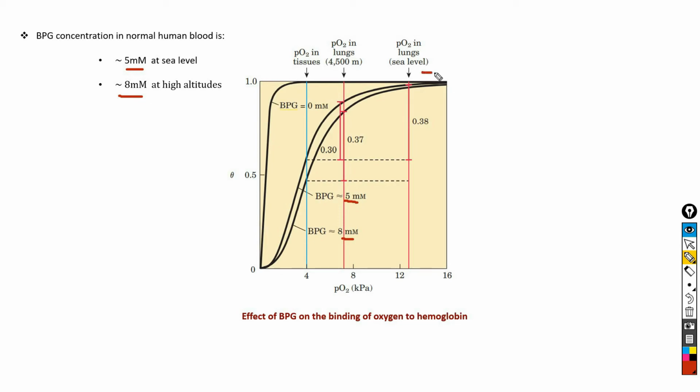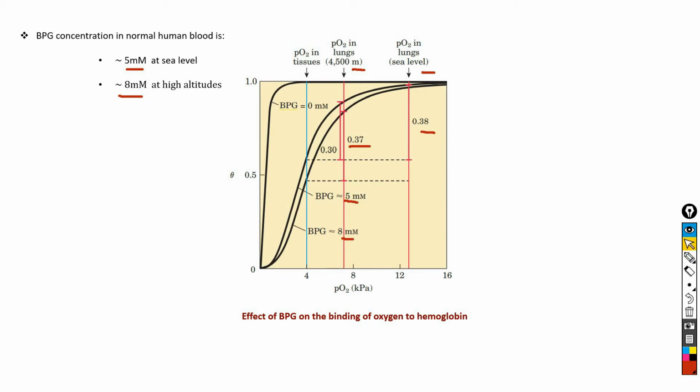So at sea level, hemoglobin is nearly saturated with oxygen in the lungs, and the amount of oxygen released in the tissue is about 38% of the maximum that can be carried in the blood. But at high altitudes, at an altitude of 4500 meters, oxygen delivery declines by about 1/4, as you can see here. And the amount of oxygen released in the tissue is approximately 37% of what can be carried in the blood.